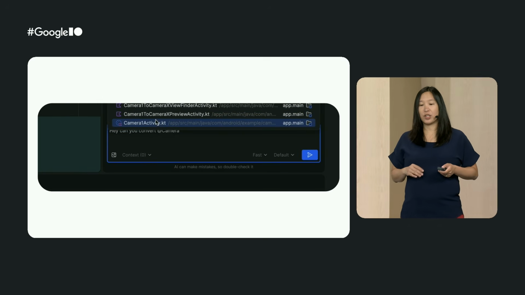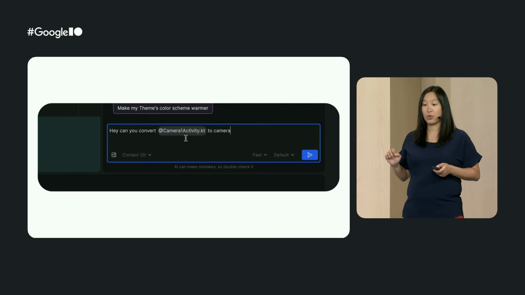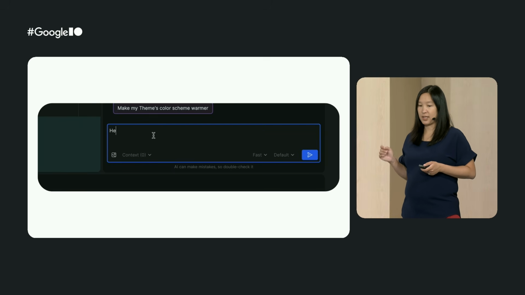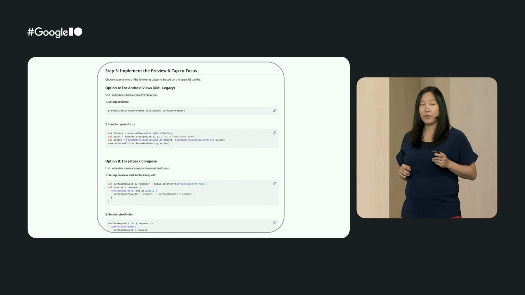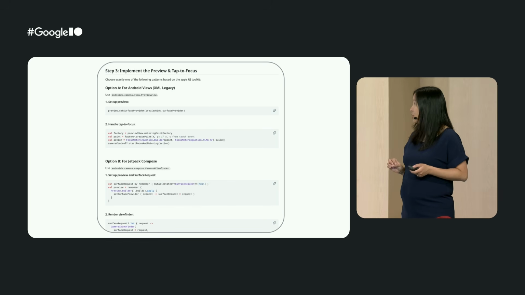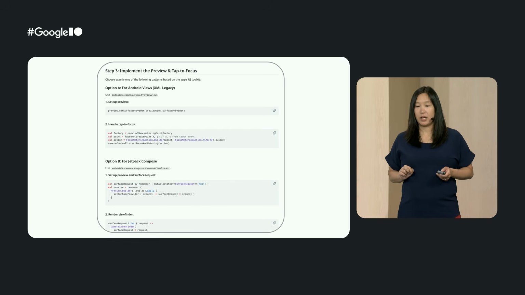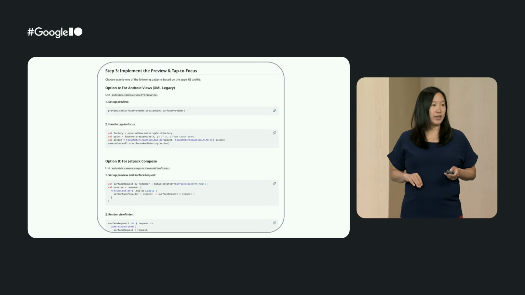Here we ask the agent to convert this Camera1 activity to CameraX using this skill. So the agent locates the skill, and it begins analyzing the project structure. If you're on Camera1, you're likely still using views and maybe Java, so it'll utilize PreviewView. If it detects a Compose environment, it'll use the CameraX viewfinder.